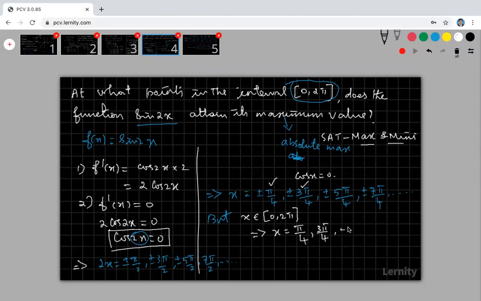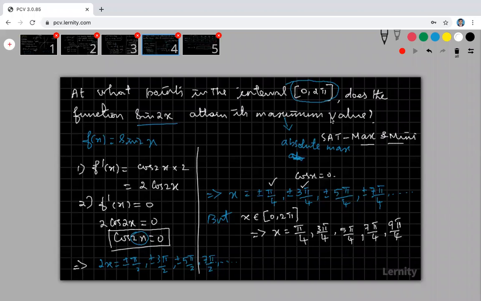5 pi by 4 belongs to this interval, 7 pi by 4 belongs to this interval. Okay, what about 9 pi by 4? Does 9 pi by 4 belong to this interval or not? Dear students, does 9 pi by 4 belong to this interval or not? Do you understand this question? What am I doing?